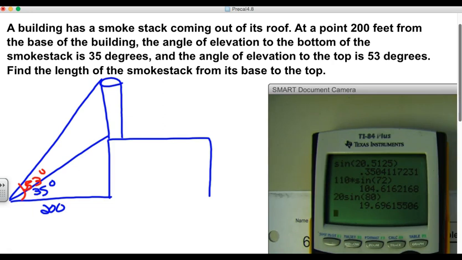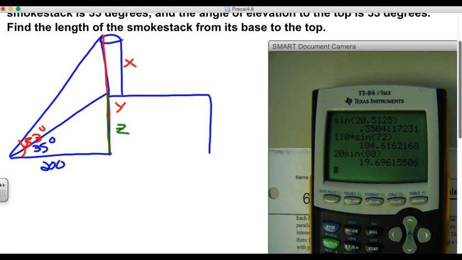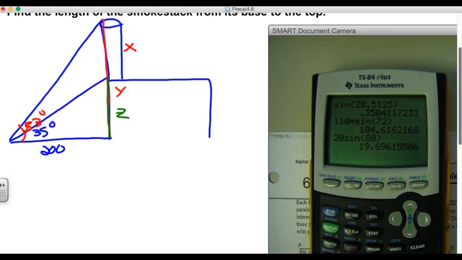So what we're looking for is really the length of the smokestack, from the top to the bottom. So what we've got to do is find from the ground to the top, right? We'll call that Y. And then we need to find from the ground to the bottom, we'll call that Z. And then we can subtract, right? We can do Y minus Z, and that'll leave us with X. So we're going to do two equations this time. One using Z and one using Y.